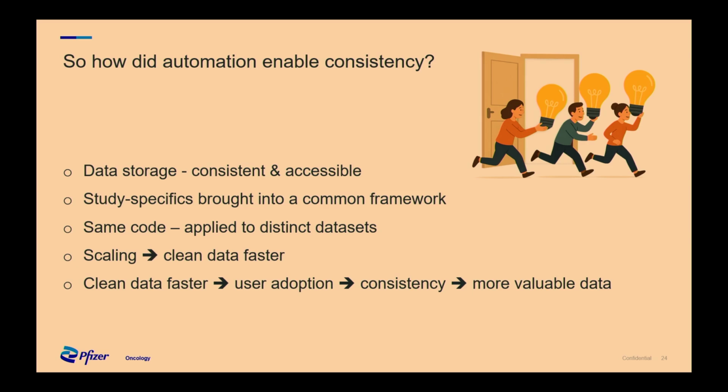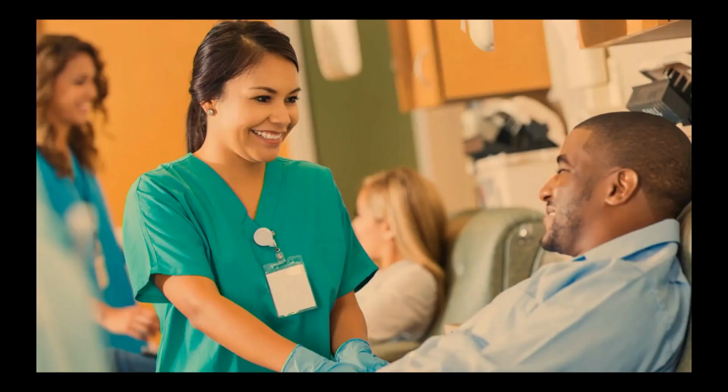As we scaled our process, we got to clean data faster. As you get to clean data faster, you enhance user adoption, and as more users use your system, more data sets get brought into the system, and then you have more consistency, and ultimately more valuable data. I worked in the pharma space, and this is really important because it allows us to make decisions on our clinical trials faster and get medicines to patients a little bit more quickly. But all of these principles are applicable across industries. My hope is that you can take some of these ideas from this talk and bring them back and apply them to your own work.